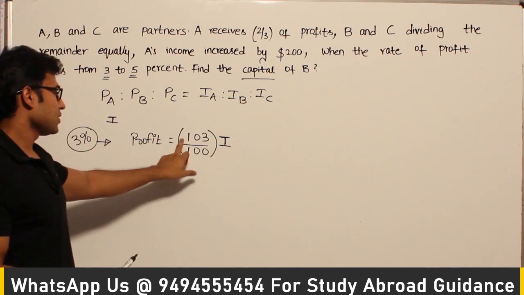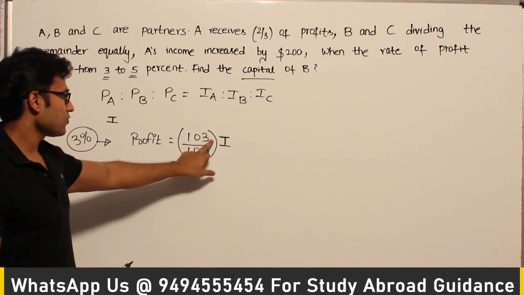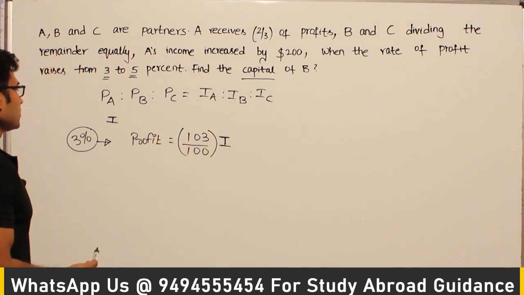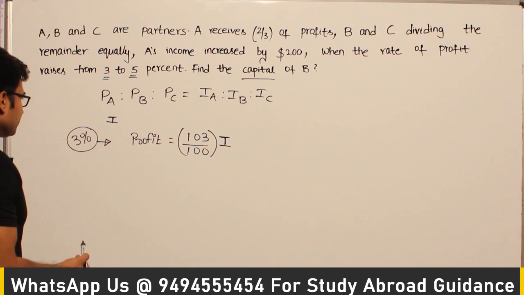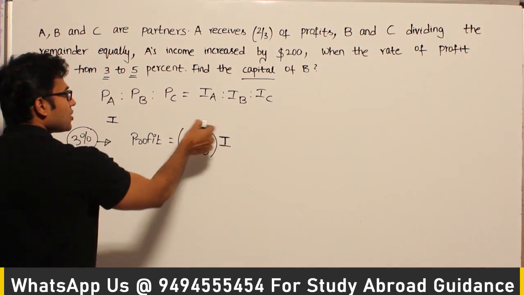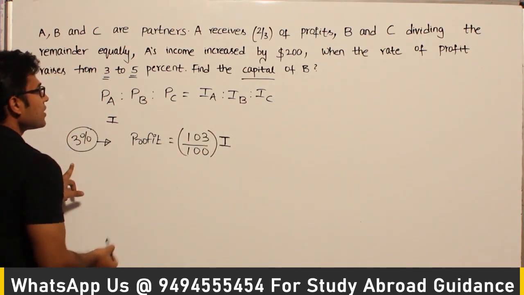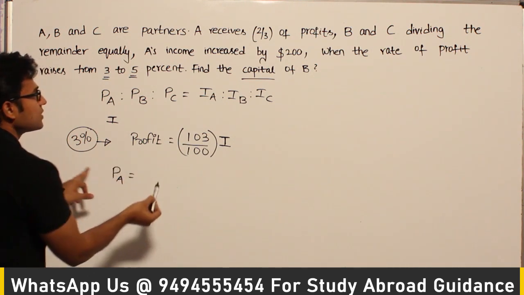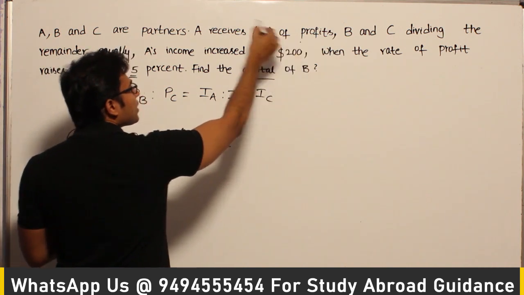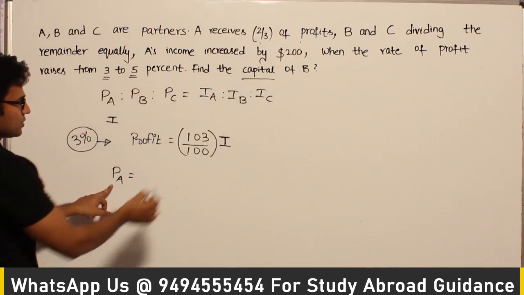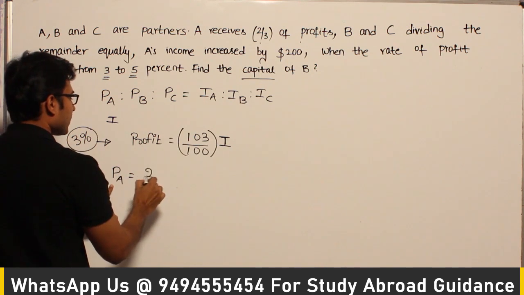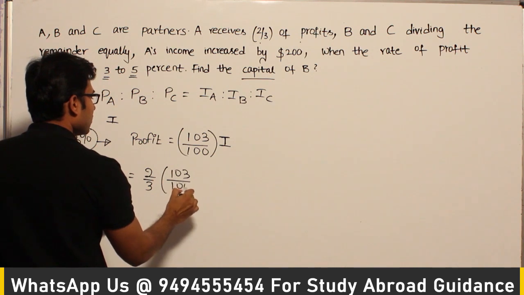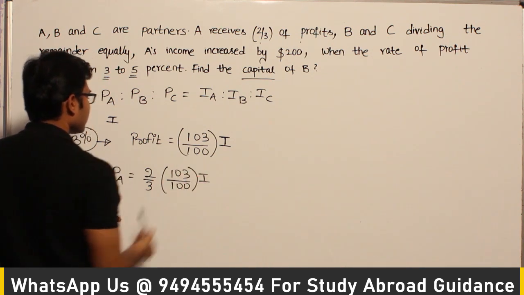This concept I have already told you in profit and loss formulas also. It is going to be 100 plus profit divided by 100 into investment, right? So that is what the selling price is. Now if this is the total made, how is it divided? Profit for A is, see this, 2/3 of the profit is taken by A. Therefore profit made by A is 2/3 of this amount, 2/3 of 103 by 100 into I, right?